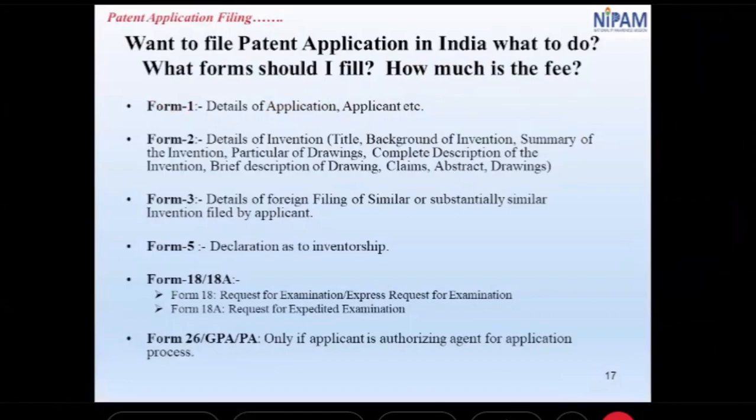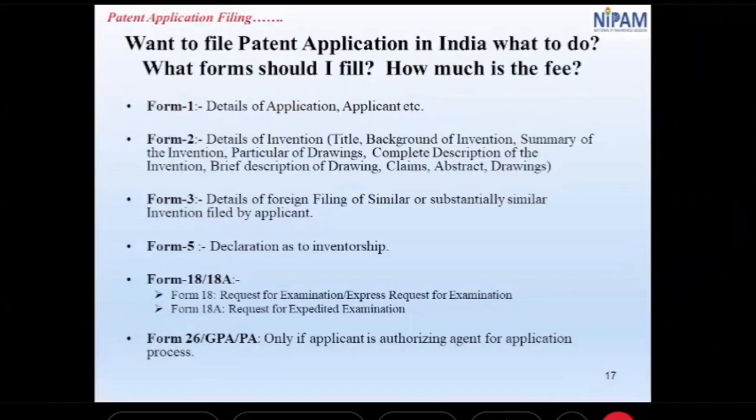Suppose you come up with an invention, and now you have made your mind clear that you want to file a patent. So now there must be a question: you want to file a patent application in India. So what are the forms you need, how to file a patent application, and what is the fee? The answer of how to file a patent application, I will come up with in a later slide.